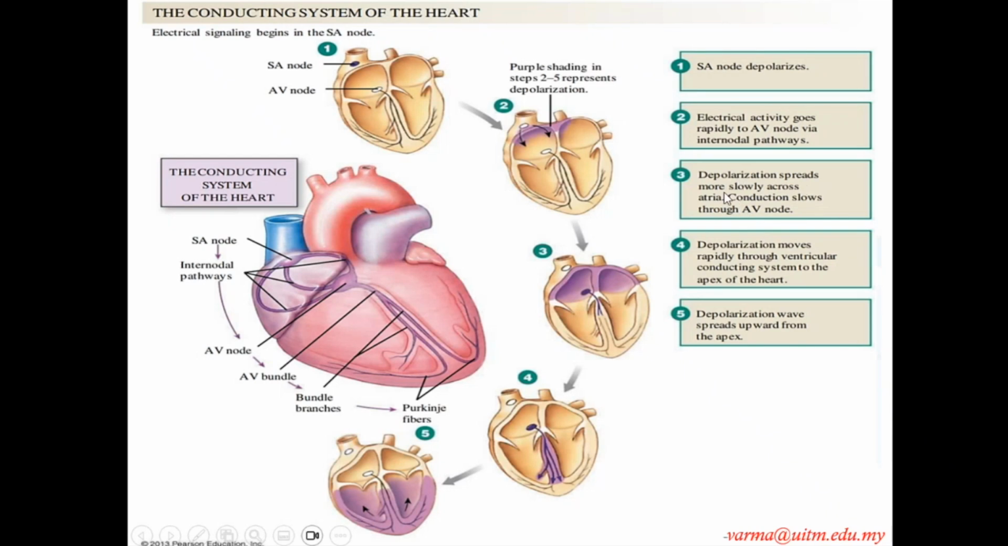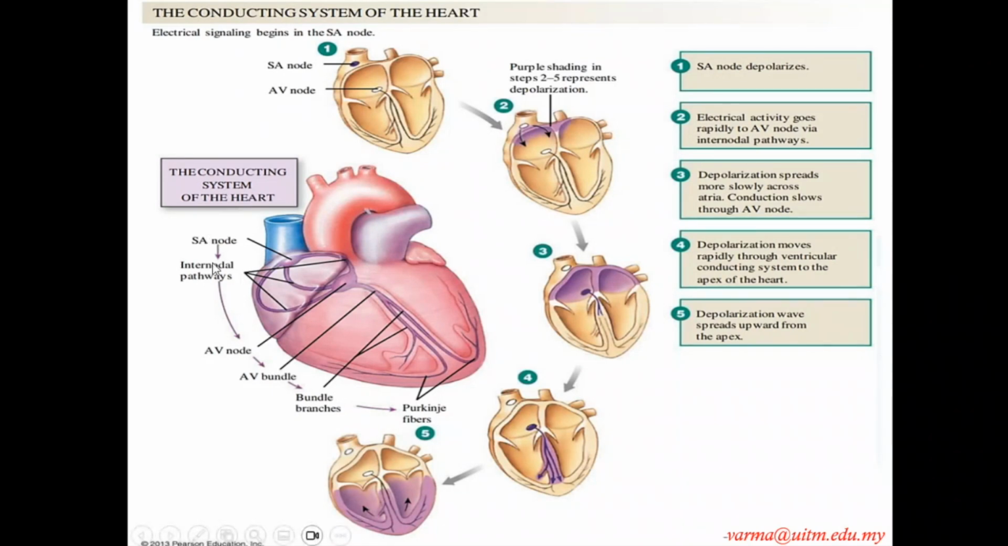Then depolarization spreads slowly across the atria, the whole atrium, and conduction slows through the AV node. It gives time for the atrium to complete the depolarization. And number 4, the depolarization moves rapidly through the ventricular conducting system to the apex of the heart via the bundle of His. Okay, and finally the depolarization wave spreads upward from the apex via the Purkinje fibers to the whole of the ventricles and causes ventricular contraction.